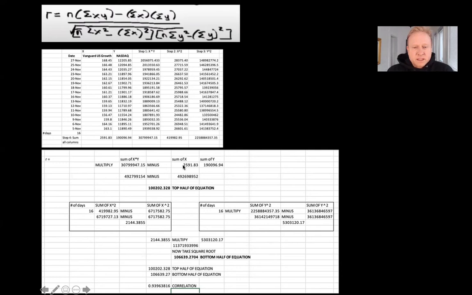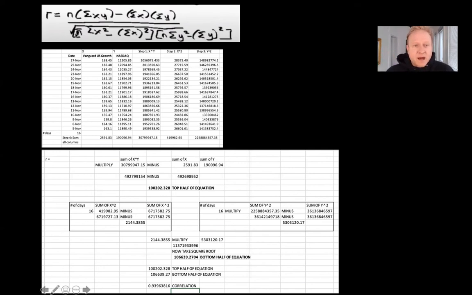Sum of x, that's this number here, 2591. Sum of y is, see the y? Add it all up to the 190,000 number, sum of y, okay? And then we multiply these two, minus, and this 100,202.328 is the top half of the equation. So that's this up here, okay? Now here's the key to doing these things by hand. Go slowly, go very, very slowly, and then it won't be too intimidating.